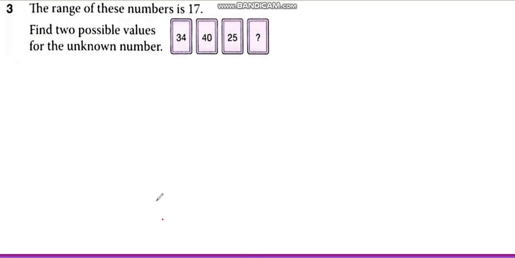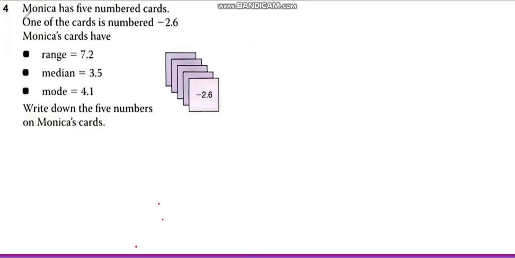Now let's proceed to the next question. In question number 4, it says Monica has 5 numbered cards. One of the cards is numbered -2.6, and Monica's cards have a range of 7.2, a median of 3.5, and a mode of 4.1. Write down the 5 numbers on Monica's cards. So basically we have to satisfy the conditions that the mode should be 4.1, the median should be 3.5, and the range should be 7.2. So let's define the positions where these 5 numbers can be written.